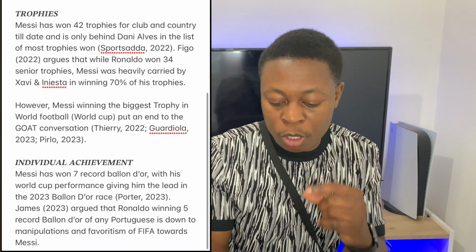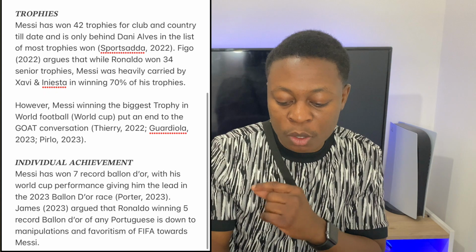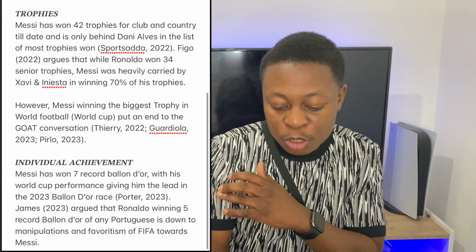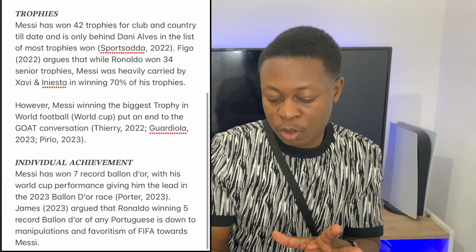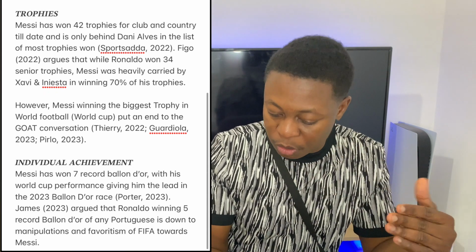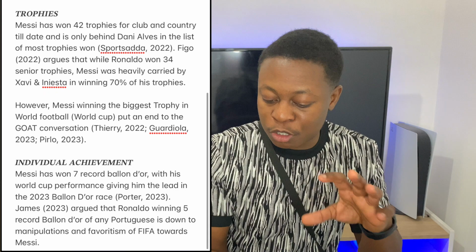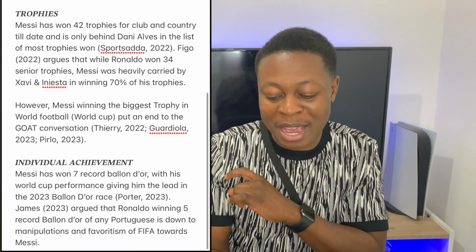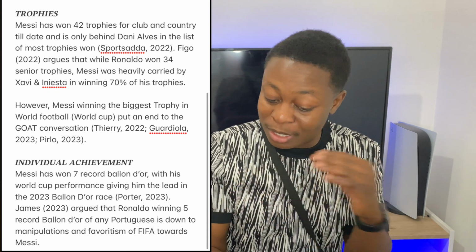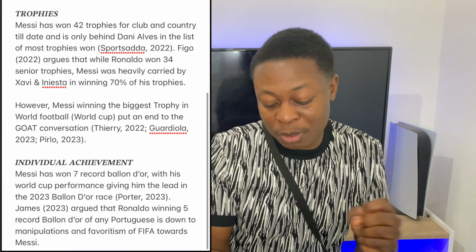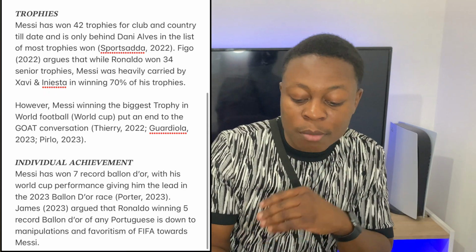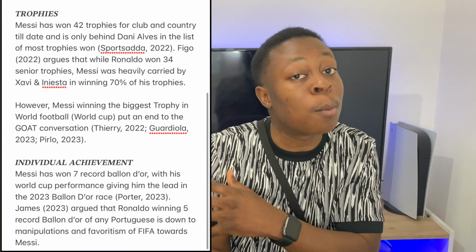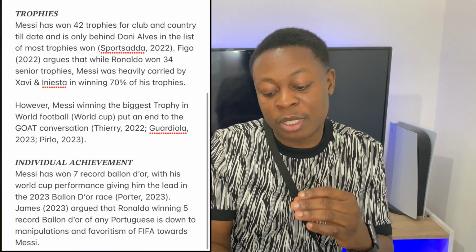Messi has won 42 trophies for club and country till date and is only behind Dani Alves in the list of most trophies won. Sport Ada 2022. Figo 2022 argues that while Ronaldo won 34 senior trophies, Messi was heavily carried by Xavi and Iniesta. These are football players that played with Messi in winning 70% of his trophies. You can see another person saying, listen, Messi won more trophies, but it is because of some players helping him win 70% of the trophies.